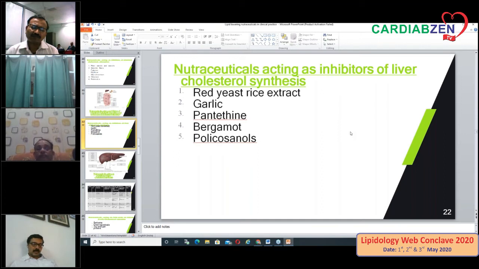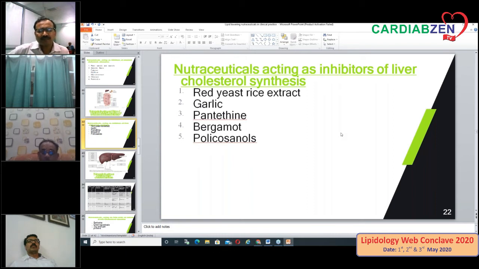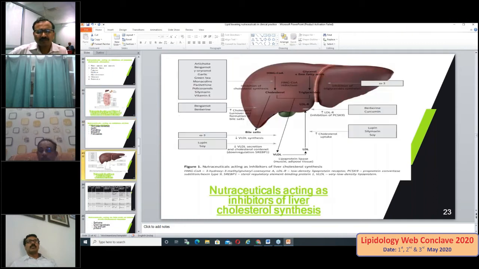Now, nutraceuticals acting as inhibitors of liver cholesterol synthesis are found in red yeast rice extract, garlic, policosanols, and bergamot. So garlic is a very effective modality of inhibiting the cholesterol synthesis. But one thing is very important: people use ginger and garlic very commonly in huge amounts. It should be kept in mind that ginger has an antiplatelet action. So any person, especially having cardiovascular disease and taking aspirin simultaneously, can have an increased propensity for bleeding maybe. That needs to be told to the patient.